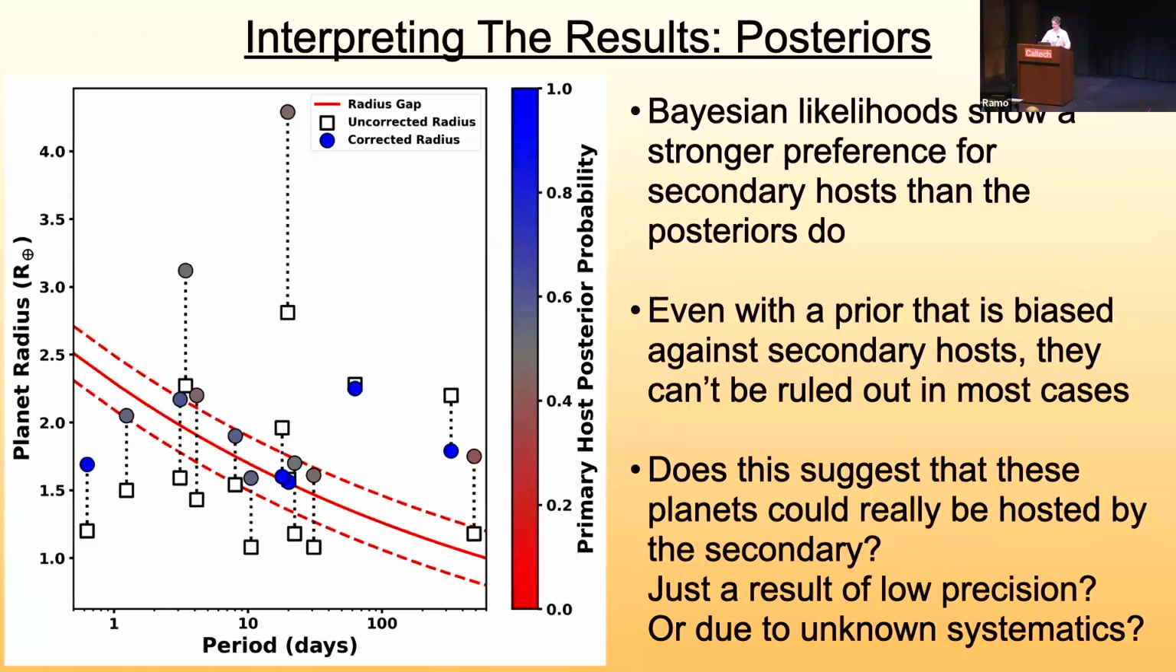And so does this suggest that a lot of these planets really could be hosted by the secondary? That would be pretty significant if that were the case, because the common assumption is that all the planets are orbited by the primary. But, as you guys saw, the posterior distributions I'm getting are really broad. There's very low precision, and there could be unknown systematics at play. I've looked really hard to see if there are any in my analysis, and I haven't found any, but we did just hear a cautionary tale about limb darkening, so you never know.